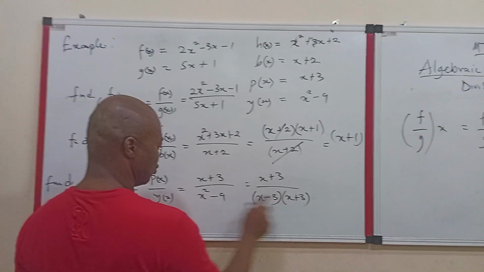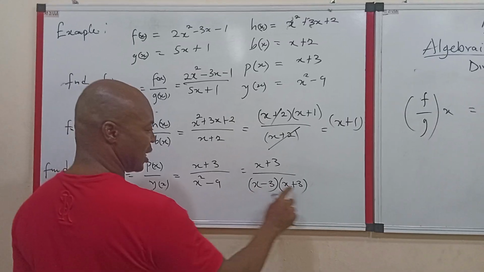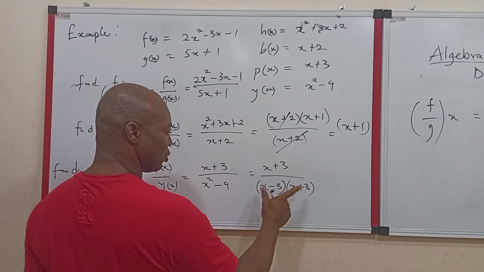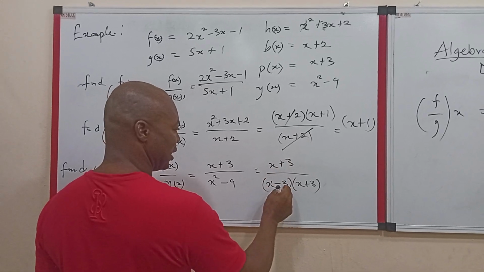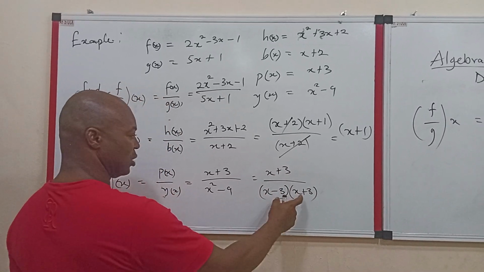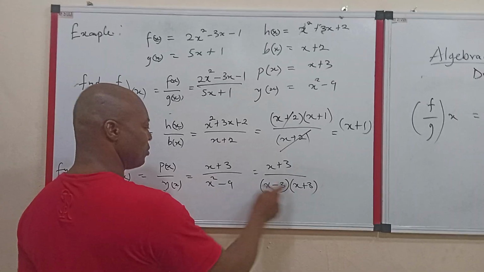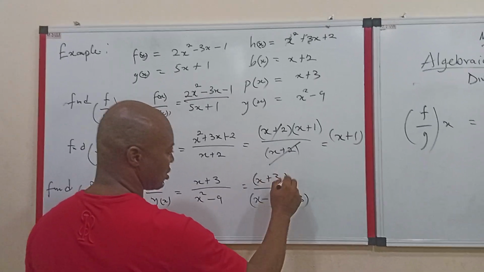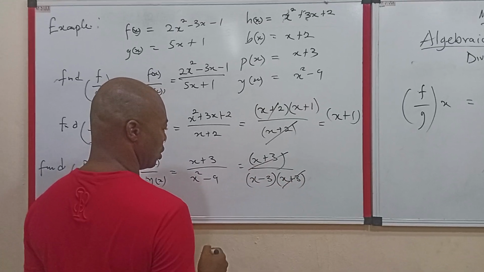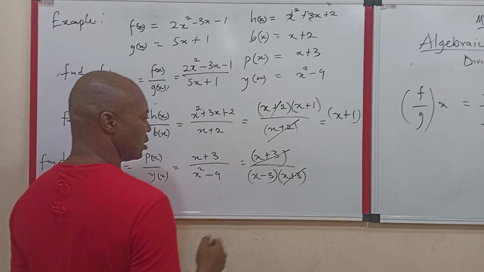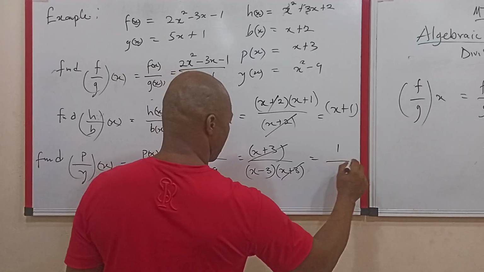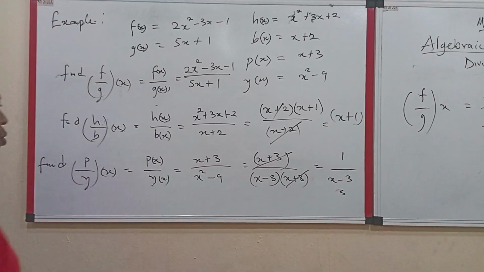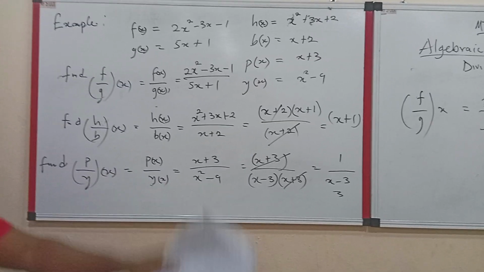How? This times this will give you x squared. This times this will give you positive 3x. This times this will give you negative 3x, and those two cancel out. And this times this will give you negative 9. So this term is the same thing as this. Now if that's true, then this and this also cancel out, so that you will be left with 1 all over x minus 3. That's what you have when you take this.